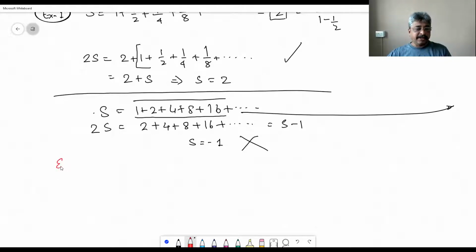S is equal to, for example, S is equal to 1 minus 1 plus 1 minus 1 plus 1 minus 1 plus dot dot dot. What is the answer?